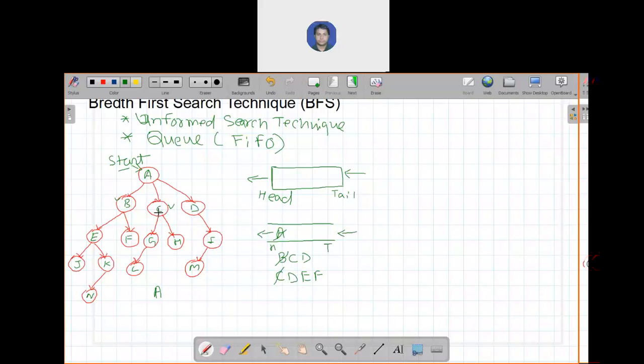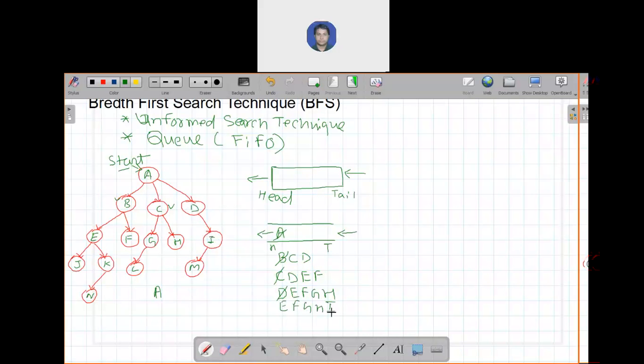As you can see in this C state, you can explore G and H. So enter this state from the back of the Q, G and H. Okay. Now remove D and enter the node where from D you can explore, like I only. So enter the I, E, F, G, H as it is.